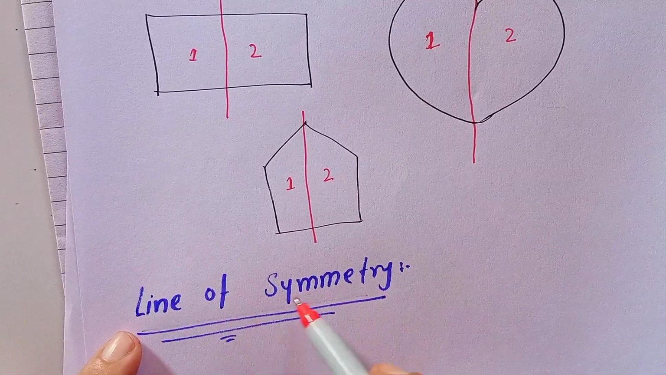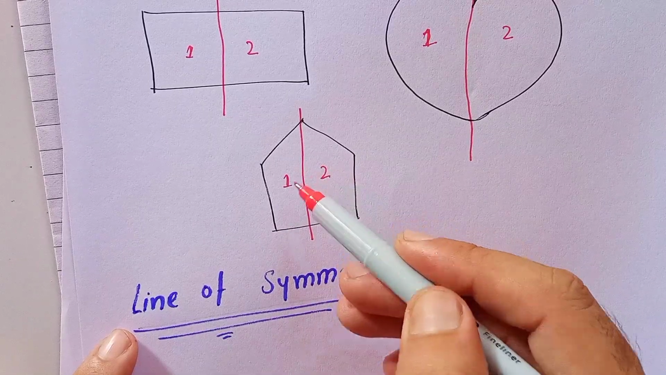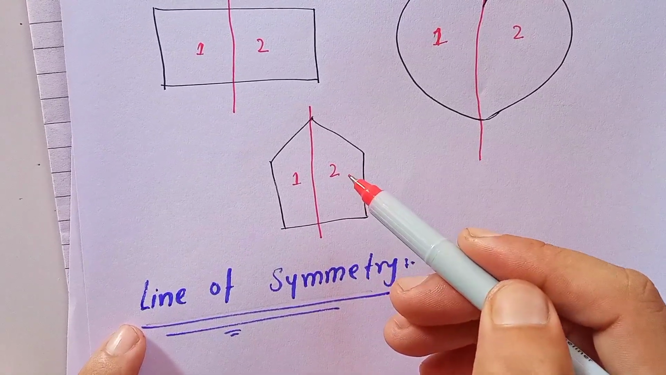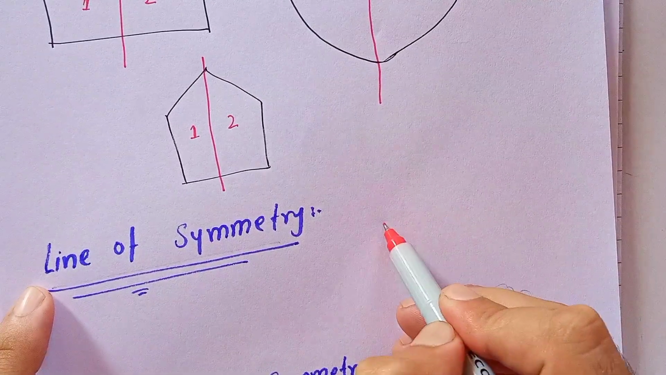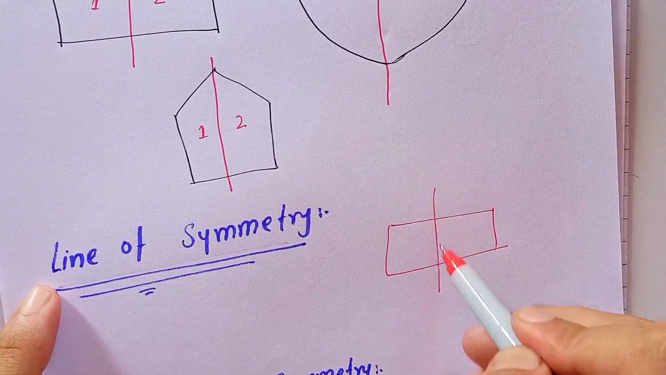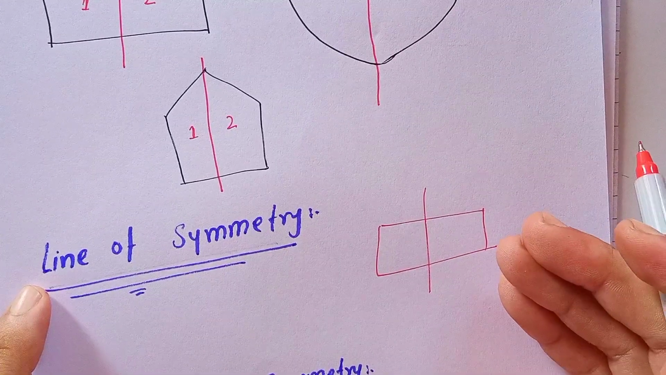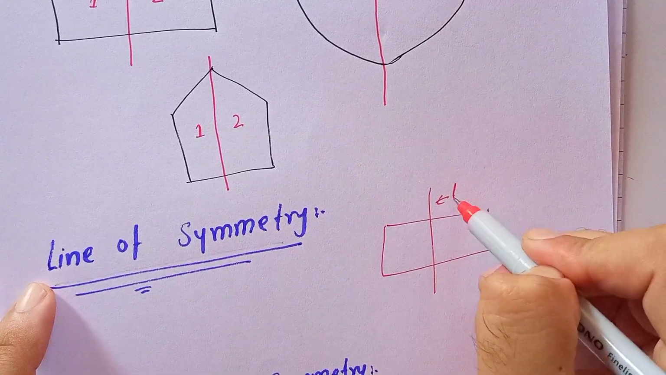We are going to focus on the line of symmetry. A line that divides a symmetrical object into two or more equal halves is the line of symmetry. For example, we divide this shape into two equal halves. We draw a line on this shape, and it can be divided into two identical halves. So we can say that this line is the line of symmetry.